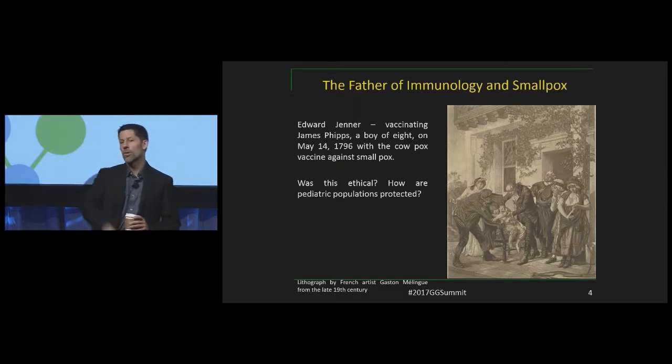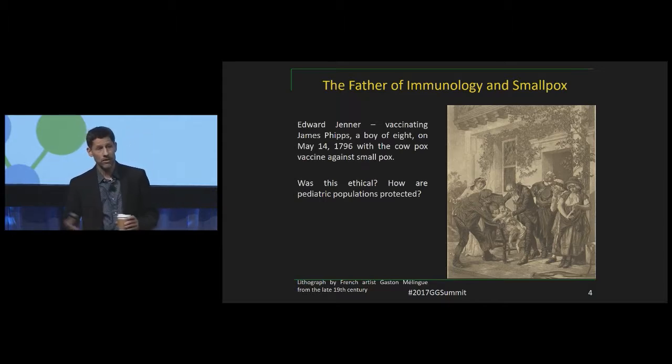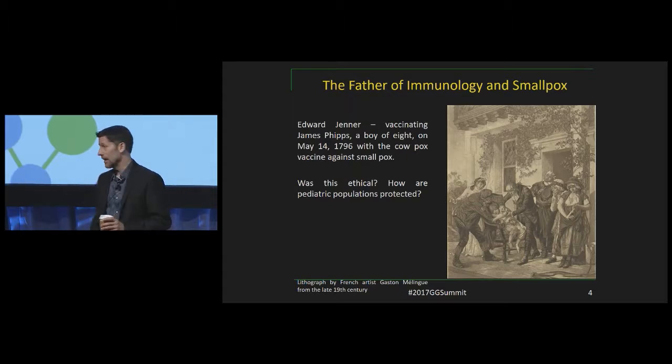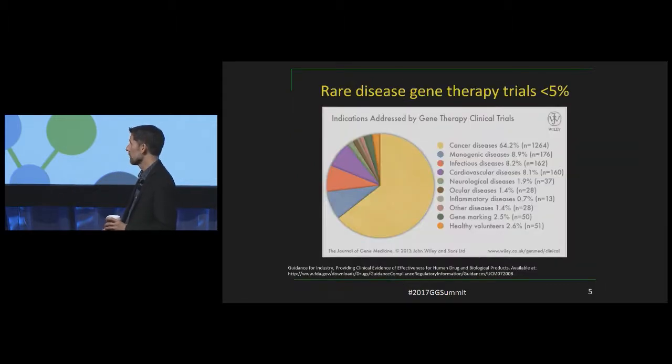And then you jump forward a lot of years, and we start talking about the father of immunology and smallpox, Edward Jenner, and how he started to treat patients. This is actually a really classic story. I won't go into all the details, but he basically injected a pediatric population, a boy, and again, the boy ended up surviving. But again, very early clinical trials.